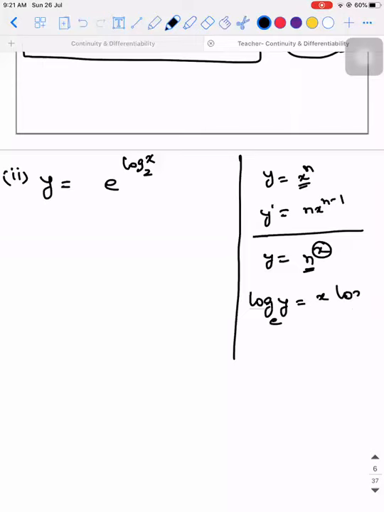Okay, it is x into log n base e. Are you guys able to understand? So here also observe, e is a constant raised to the power of a function. What are we supposed to do? Take log on both the sides, then it will become log x base 2. Are you guys able to understand this?